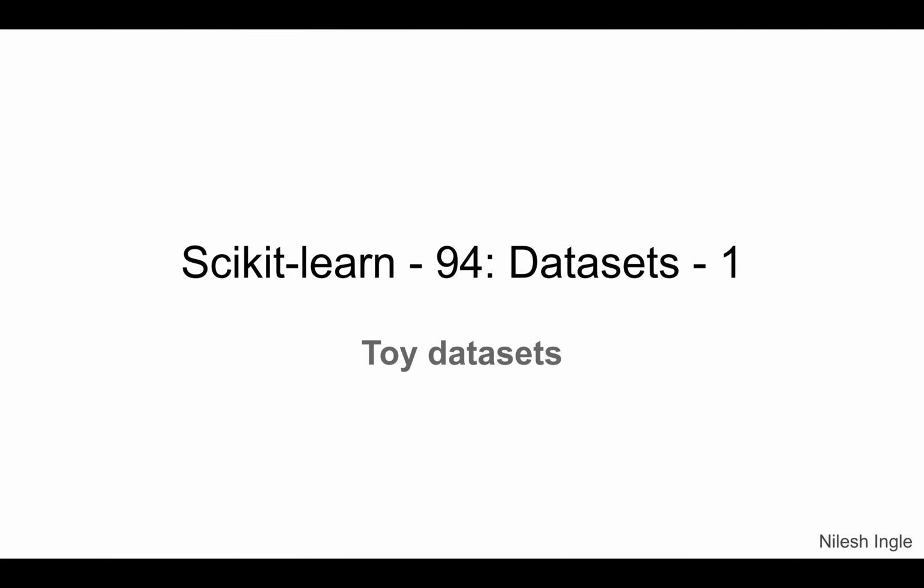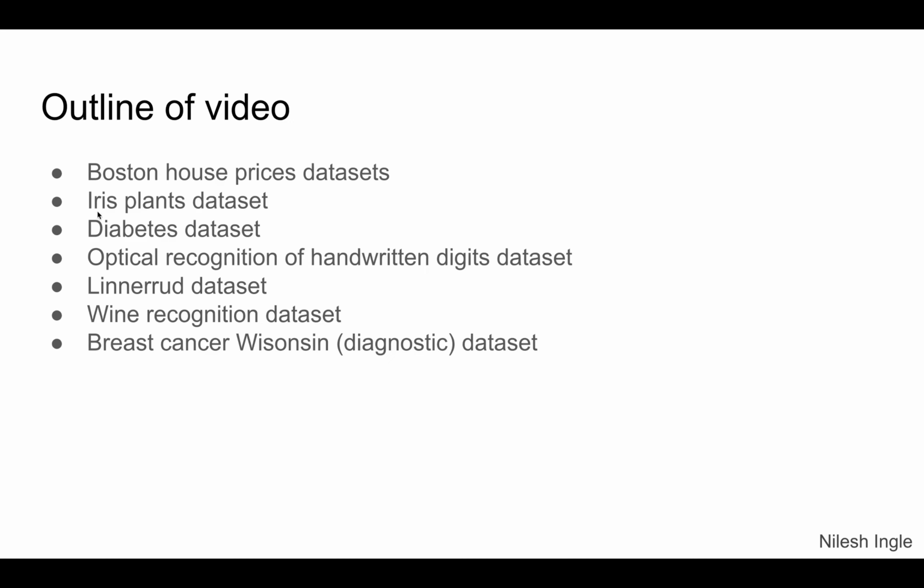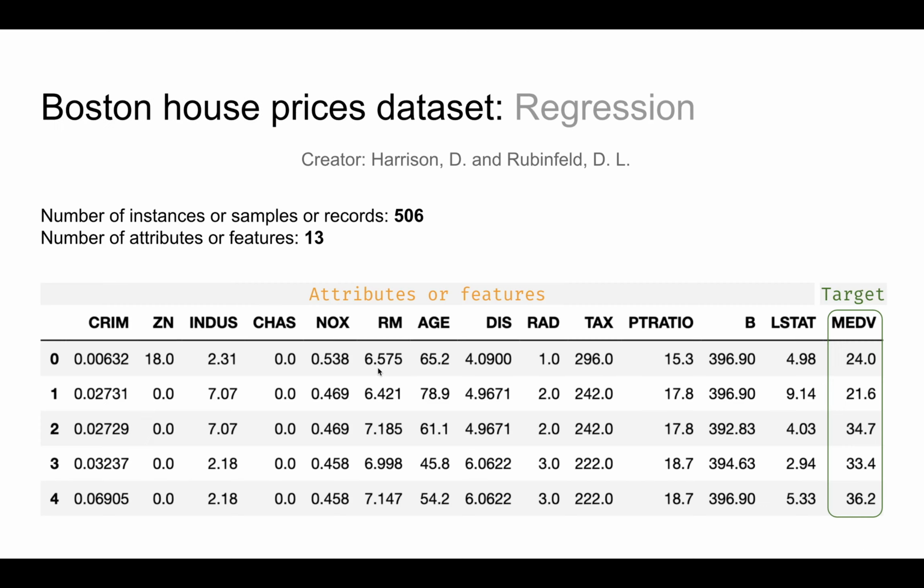I'm Nilesh, and in this video, we'll take a detour from unsupervised learning and talk about toy datasets. These are the datasets where we'll just look at an overview of what's in them and how many rows there are, how many classes there are if it's a classification dataset. So we look at Boston, Iris, diabetes, digits, Linnerud, wine, and the breast cancer datasets.